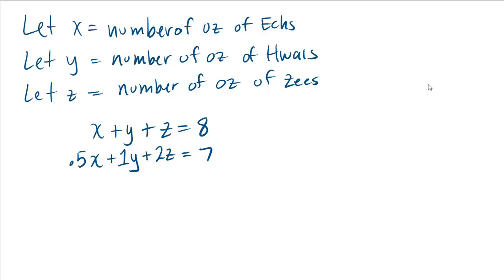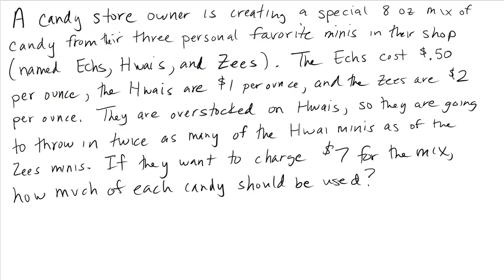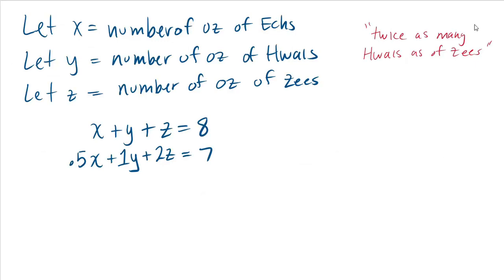So we've got two equations, but we're going to need to find a third, because if you want a system with three variables to have a unique solution, you need at least three equations. So what else do we know? Oh, right, they're going to throw in twice as many of the Y minis as of the Z minis. Now I've written that phrase on the screen here so that we can talk about how we translate this into an equation, because a lot of people get this backwards.